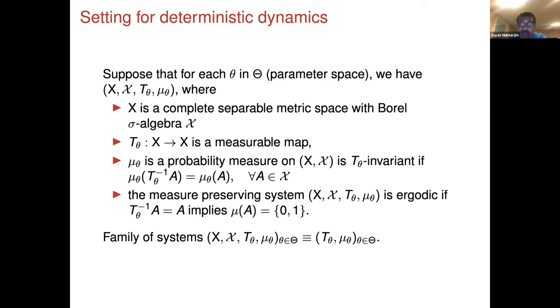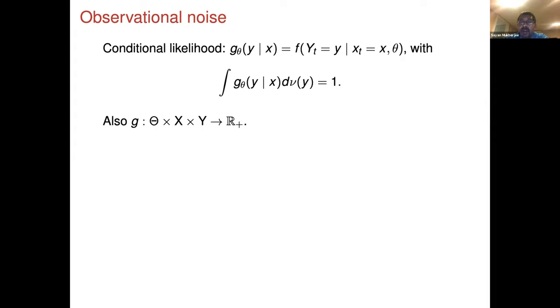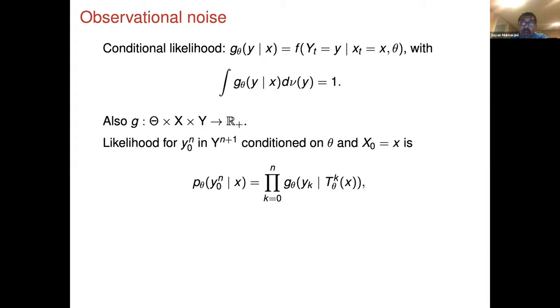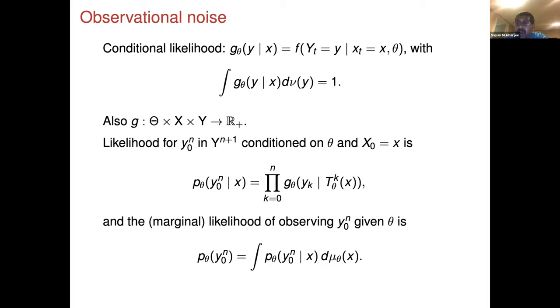Now there's also an observation process. This is a conditional likelihood of the observation process. So you can also think of G as a map from theta cross X cross Y to positive real. This is my likelihood of observing a sequence Y zero to N, conditioned on theta, and this assumes that your initial condition is X zero. Sometimes we will want to not worry about the initial condition, so we might integrate that out and look at the following marginal likelihood.